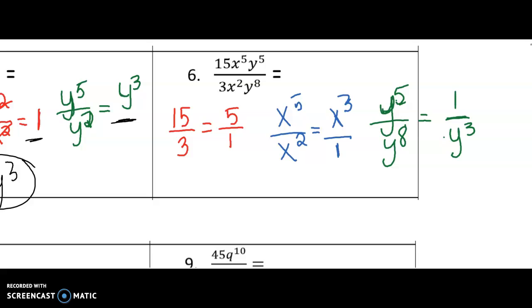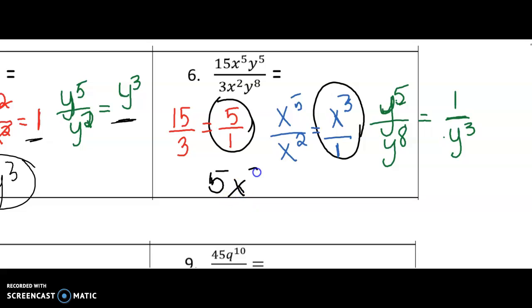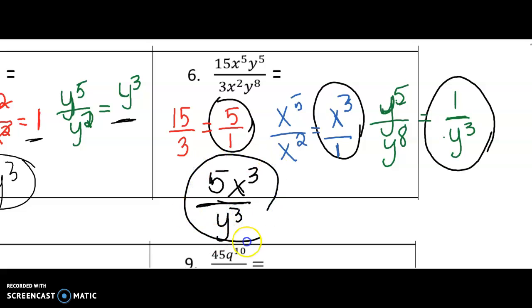So I'm going to put this all together. I got 5 over 1. 5. I'm not going to write the 1 just yet to see if I need it. x to the 3rd. I'm going to keep the x to the 3rd. Again, I'm not going to write the 1 because I don't think I need it. Writing 1 is not very useful to me. Then I got 1 over y to the 3rd. Notice that the y to the 3rd is in the denominator, so I'm going to put it in the denominator of this answer right here. And there's my answer.